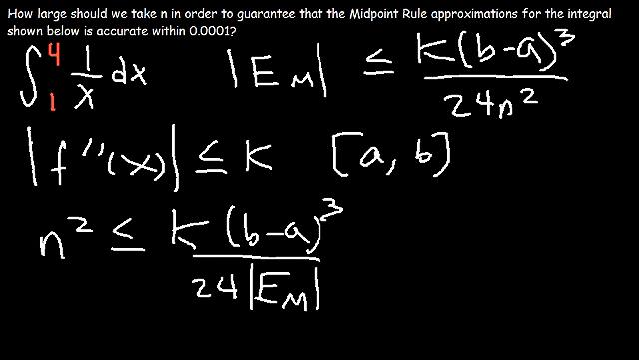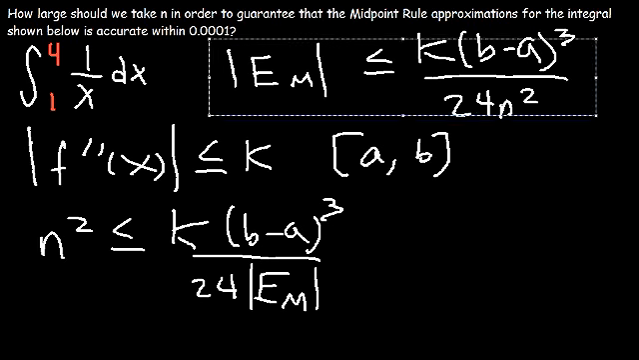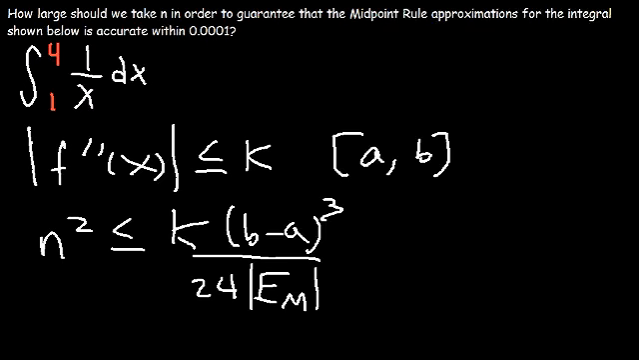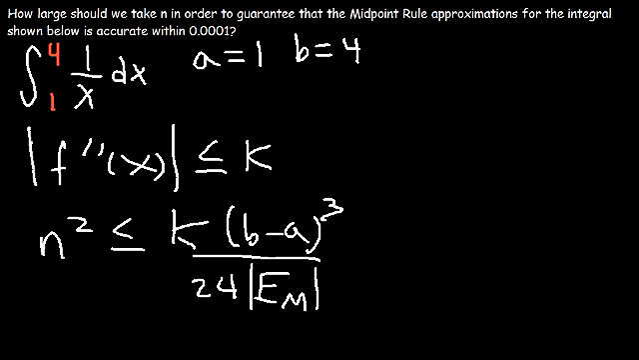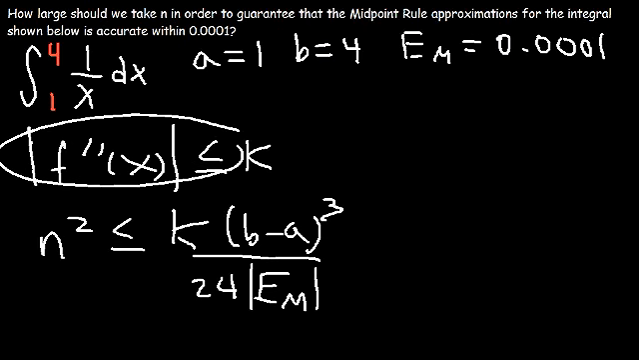Now let's begin by writing down what we know. So we know that a is equal to 1, b is equal to 4, and e sub m, the error associated with the midpoint approximation, is 0.0001. The only thing we're missing is the value of k. So we need to find the second derivative.